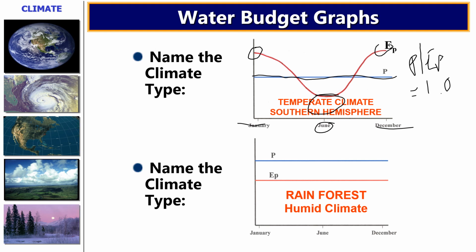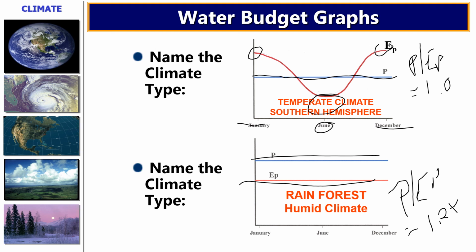And then finally, our last one would be somewhere like a rainforest, where our PEP ratio would be definitely 1.2 or higher, because our precipitation is constantly higher than our evaporation potential. And because we have very little variation in our evaporation potential or in our temperature, we are probably near the equator. Very little variation in temperature.